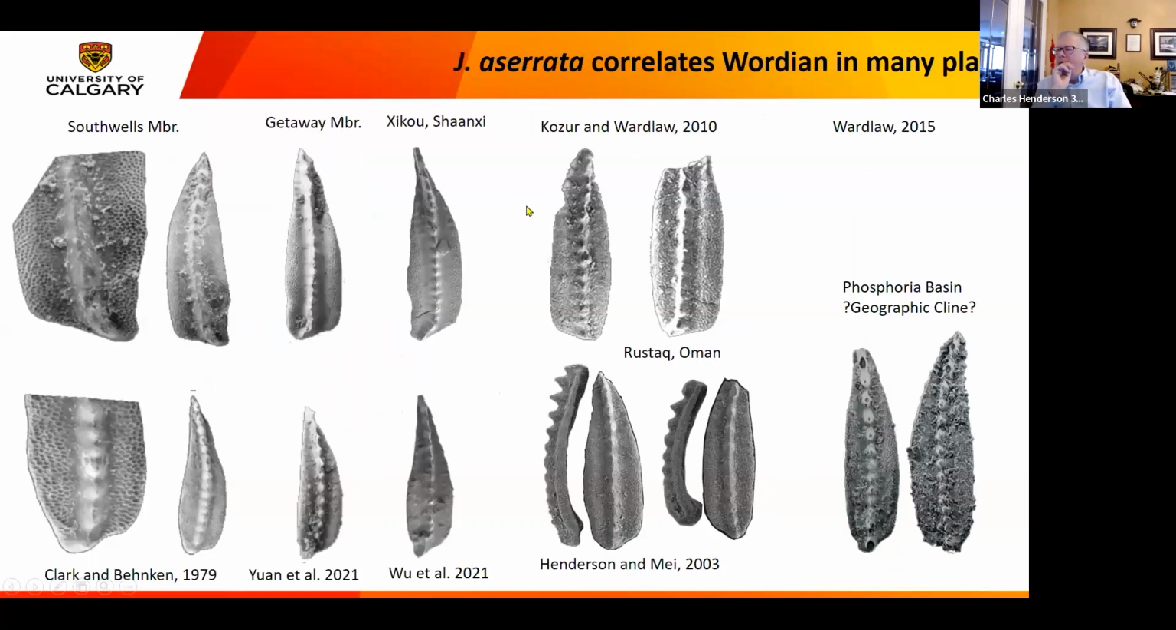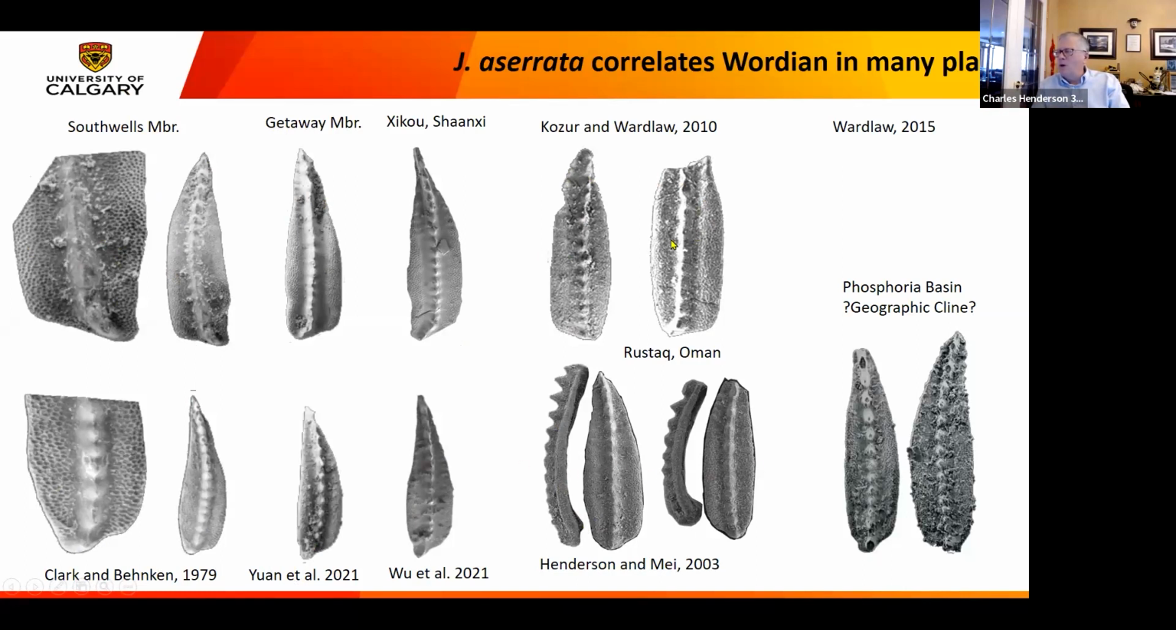So it seems that the Wordian is all over the place. In fact, despite the fact that we haven't done anything more since it was ratified, people have still been able to use it. Here's the original holotype and a paratype in the Southwest member from Clark and Behnken, just above the Getaway member that I showed some specimens from Dongshun's paper. Here's the Rustak ones right in here. There's the ones that we illustrated.